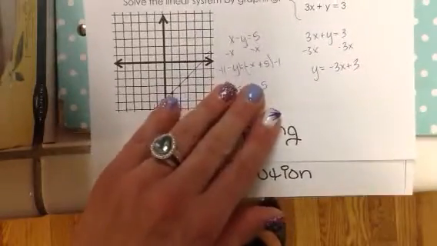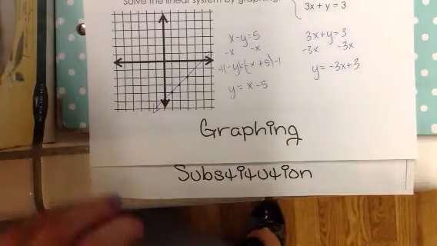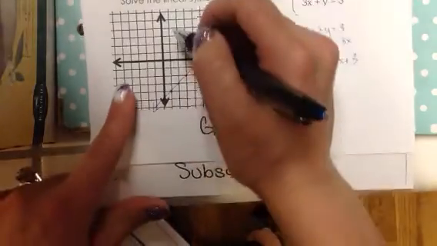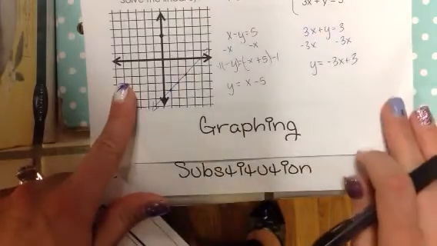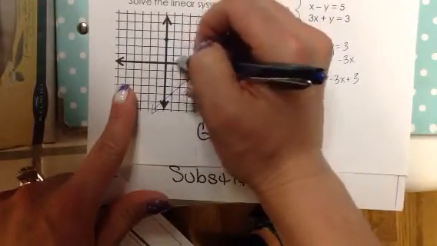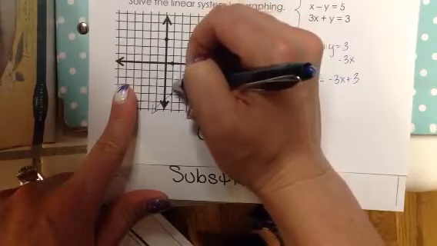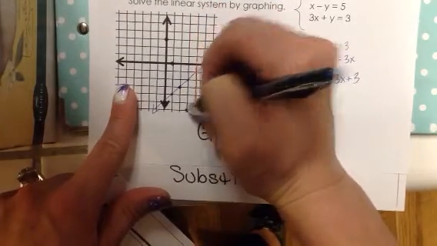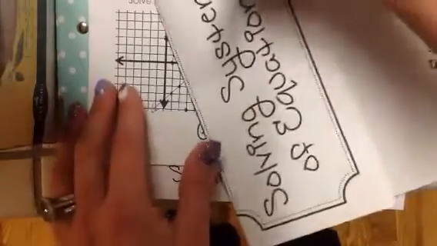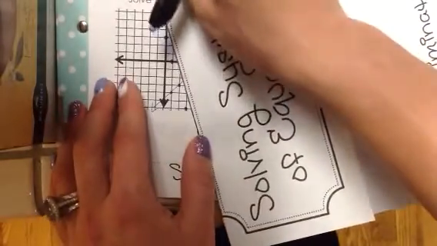My other equation was y equals negative 3x plus 3. So I'm going to start off at positive 3, and I'm going to go down 3 over 1, down 3 over 1. And I'm going to then connect those dots.